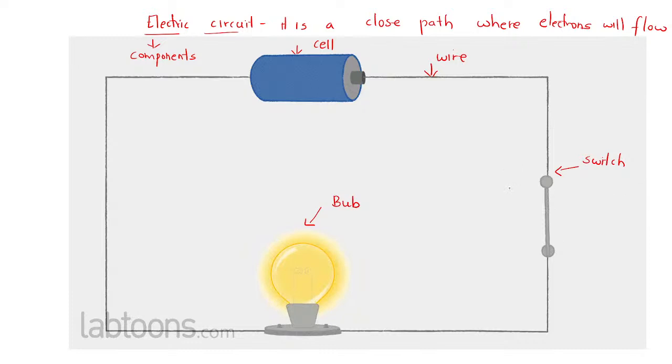Now look at the animation carefully. What happened? When the switch is in the on position, the electrons flow through the circuit and therefore the bulb glows. Such a circuit is called a closed circuit. Now when the switch is in the off position, what happens? There is a break in the circuit. Electrons cannot flow through the circuit and the bulb does not glow. Such a circuit is termed an open circuit.